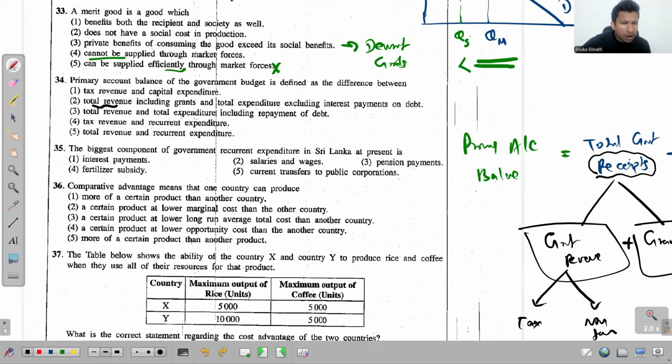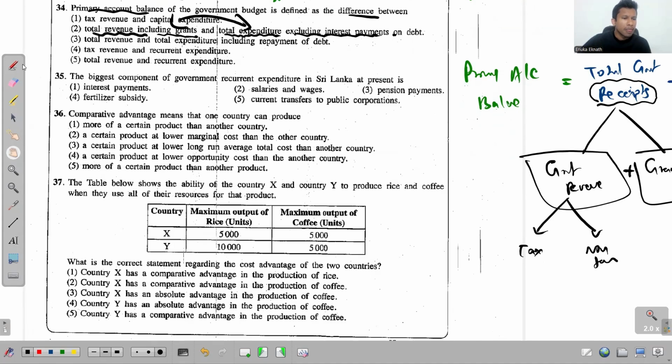See, now total revenue including grants and total expenditure excluding interest payment on debt. When you get the difference between these two, what do we receive? We receive the primary account balance. So no point of going through the other options there, right?